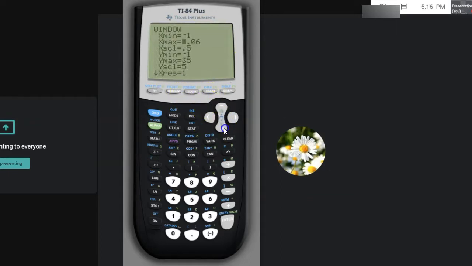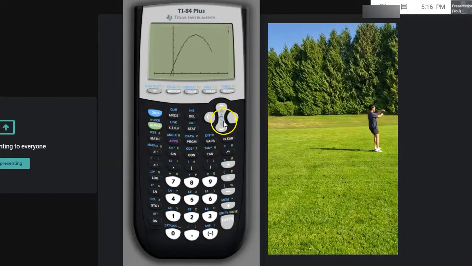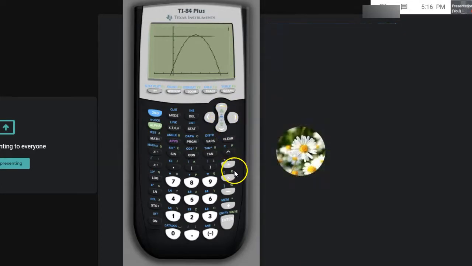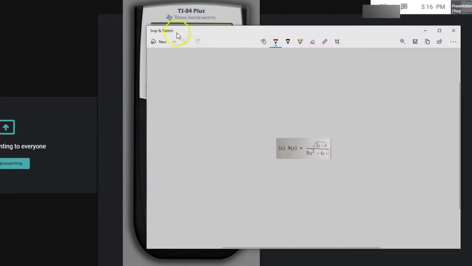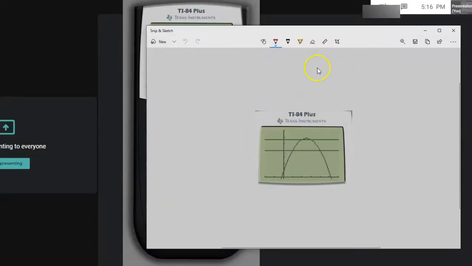Okay. Oh, hang on. It screwed up the x max. Something went wrong. X max should be 3. Okay. I don't know why it did that. Okay, so there's our football. You can see it, right? Okay, there it goes. Now let's go ahead and just take a screenshot of this, okay? And then I'm going to go over to the paper.